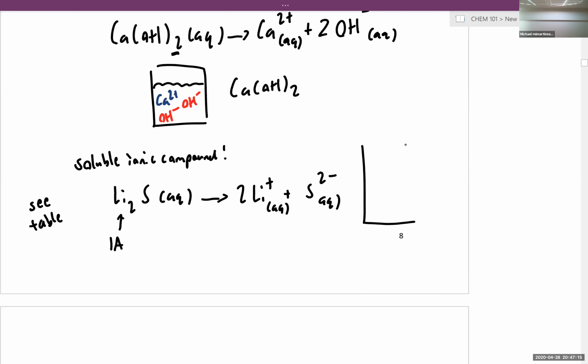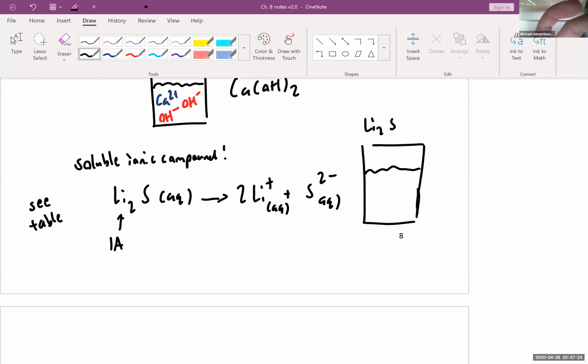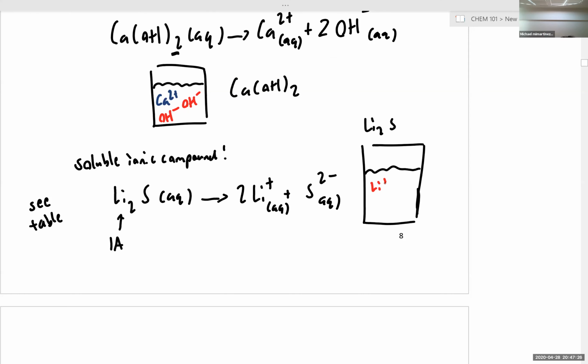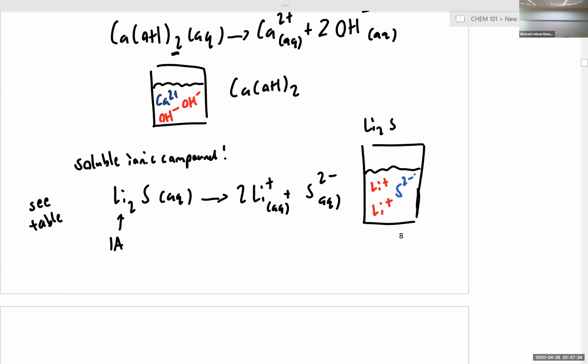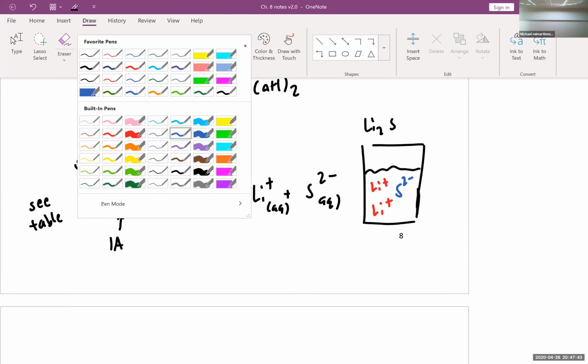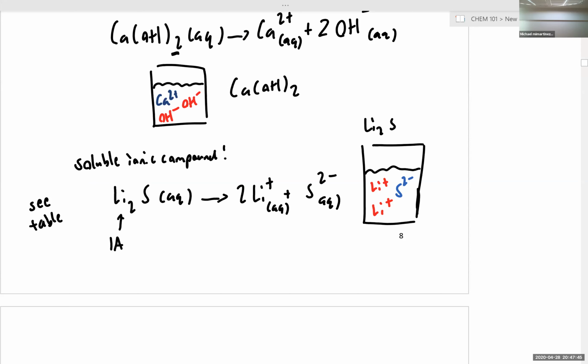If we're drawing a picture of lithium sulfide, we'd see our lithium plus and then our sulfide ion in solution. Notice how I drew 2 lithium ions per sulfide ion. Wonderful, we're doing well so far. So let's keep going with this idea now.